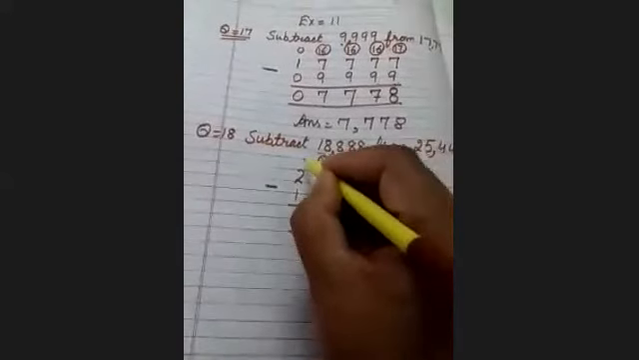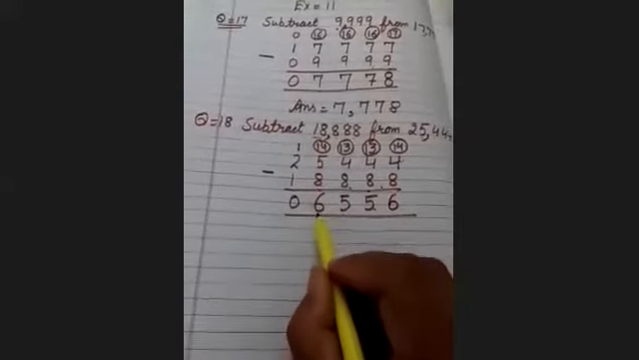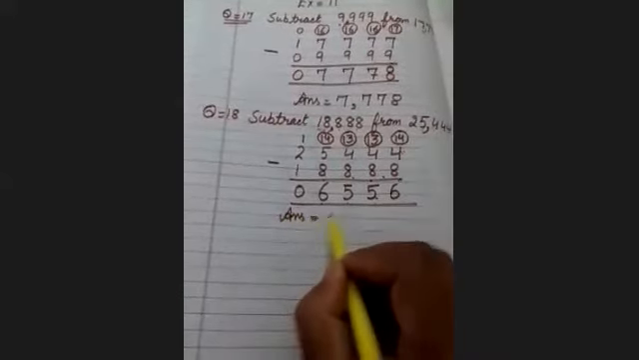4 minus 8. Again, borrow 10, 14. And here we have 1. 14 minus 8 is 6, and 1 minus 1 is 0. Our answer is 6,556. This is question number 17 and question number 18. Clear, students? Now next is question number 19.